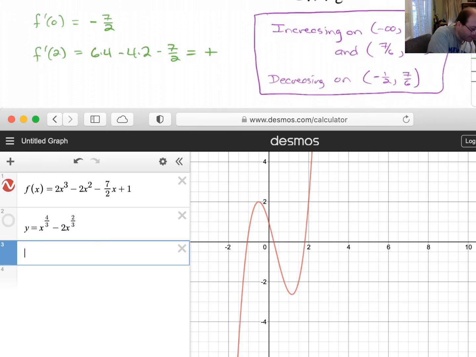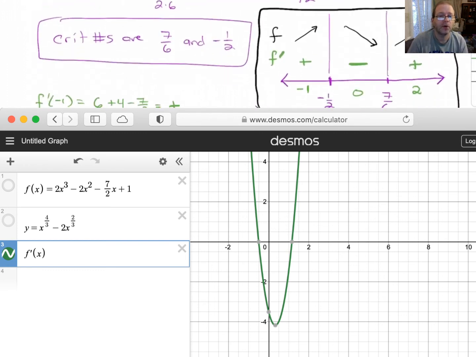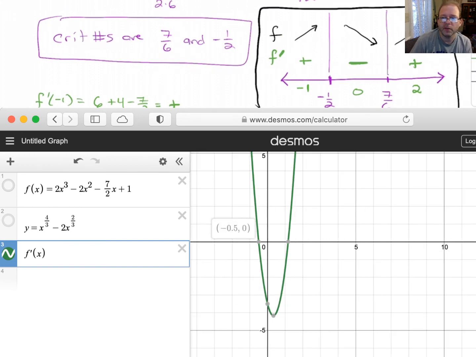And if we put in f prime of x here in green, notice that shows us really what our chart shows. It's positive until you get here to negative 1/2. Then it's negative until you get over here to 7/6, and then it's positive over there. So this chart is really just sort of an outline of what the function looks like.